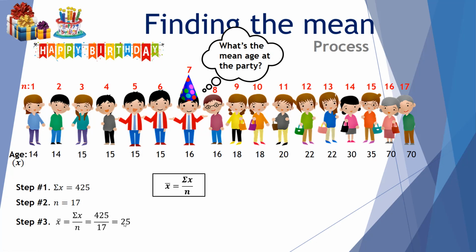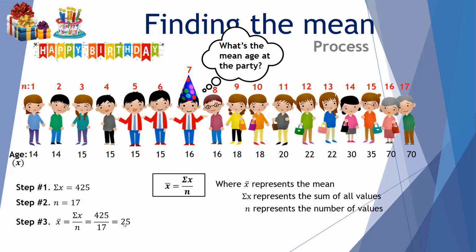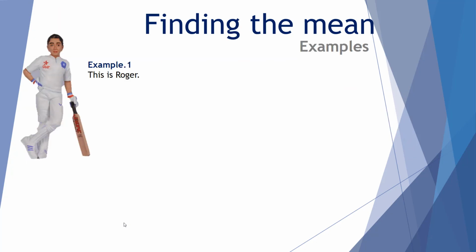So here's our mathematical expression we can use from now onwards to work out the mean value of any group, where x bar represents the mean, sigma x represents the sum of all values, and n represents the number of values. So to answer this question for the birthday boy, the mean age of the party is 25 years old. Let's look at a couple more examples.